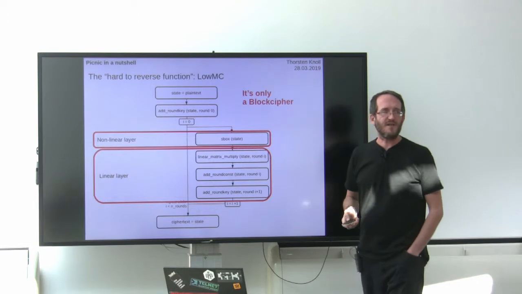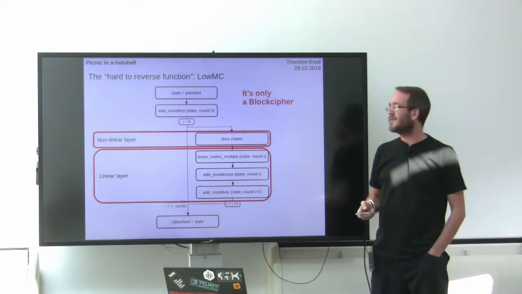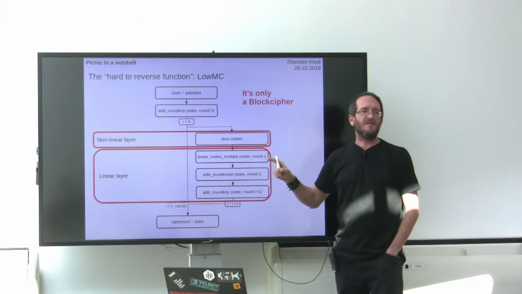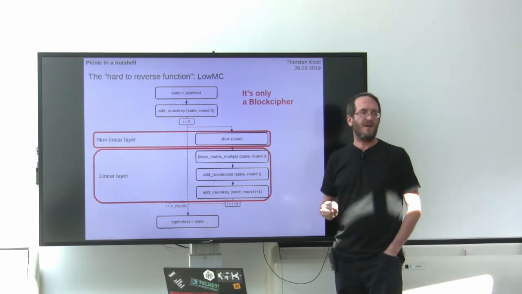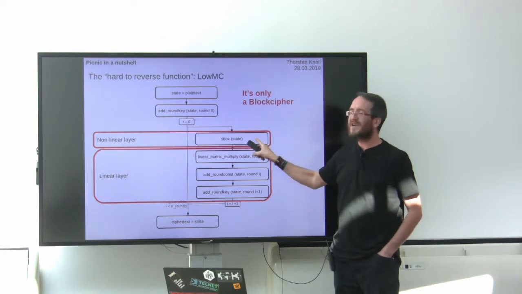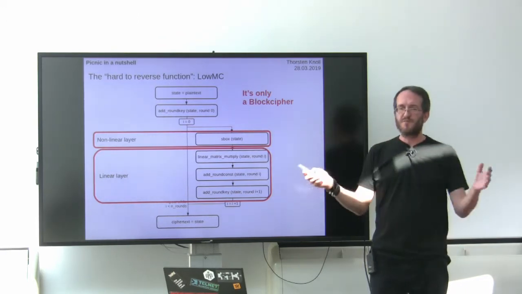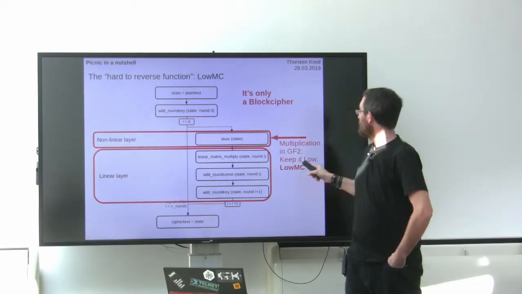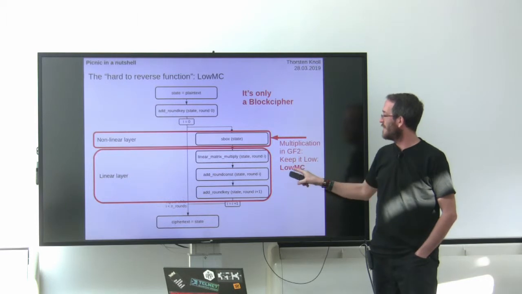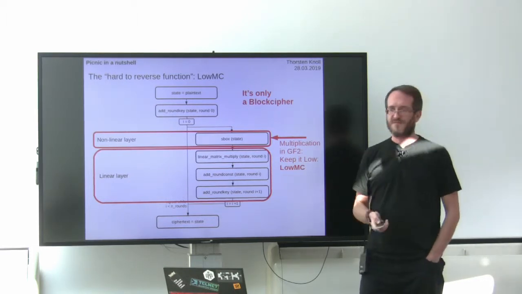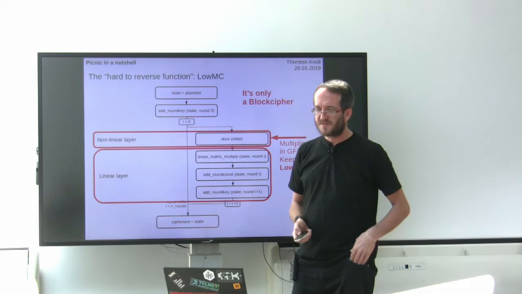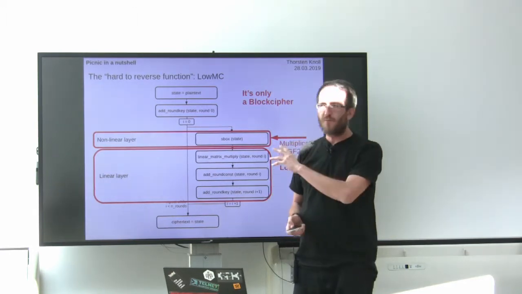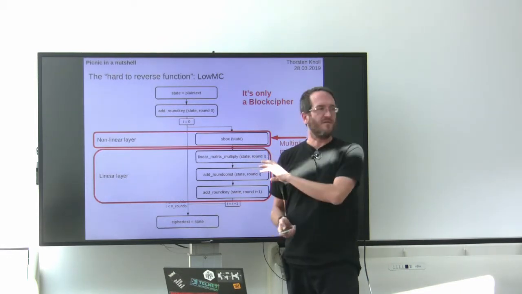Low multiplication, and multiplication in the Galois field too is mainly the nonlinear part, and low means they try to keep this part as small as possible. That is the bigger picture of LowMC. Multiplication in Galois field 2, keep it low, low multiplication. So that's it. And we use that for Picnic later on. We will see, and I will point out why that is important, the low multiplication.